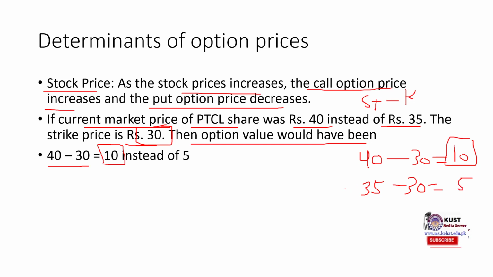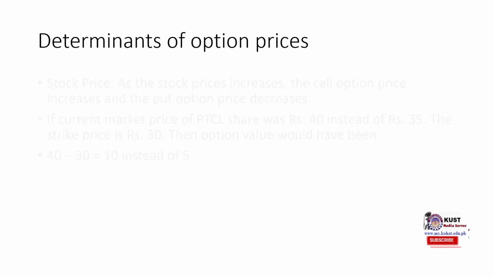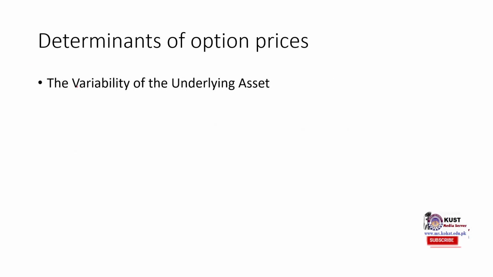So that means as the future spot price increases or the stock price increases, the value of the call option increases, and the opposite happens to the value of put option. So as stock price increases, the call option would have a higher premium. This is our third determinant. Moving towards the fourth determinant, which is the variability in the underlying asset.